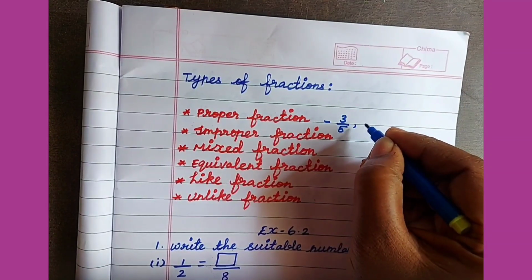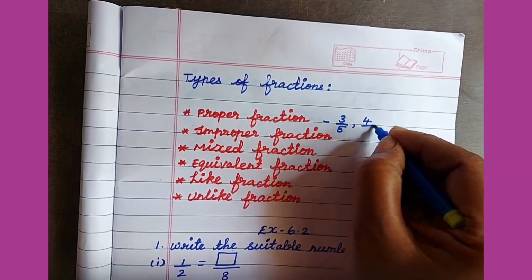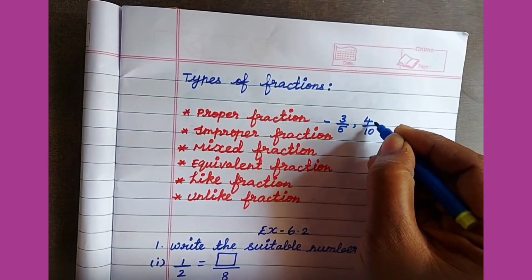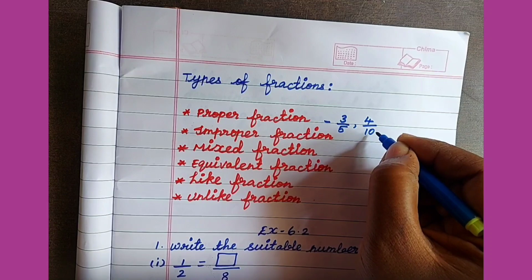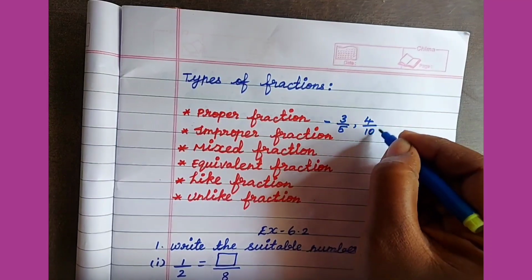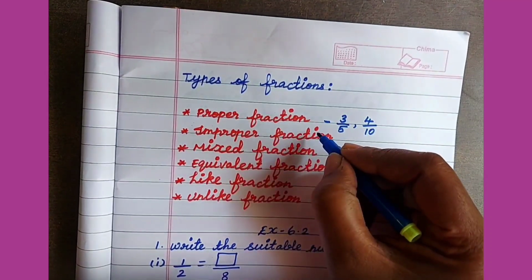The denominator value 5 is big, that is called a proper fraction. Another example, 4 by 10. 4 is a small value. 10 is a big value. So this type of value we can say is a proper fraction.